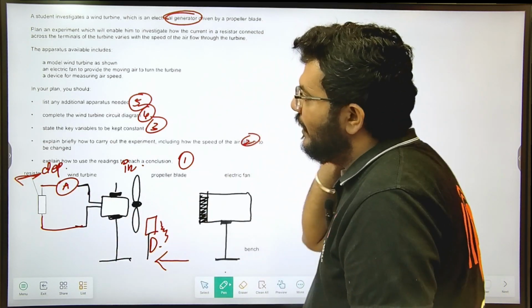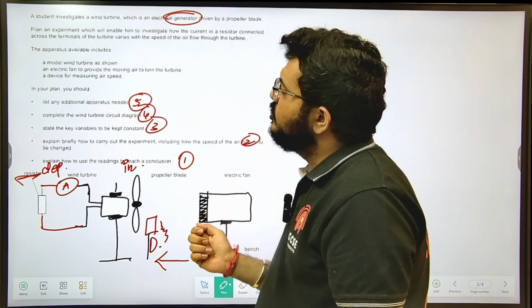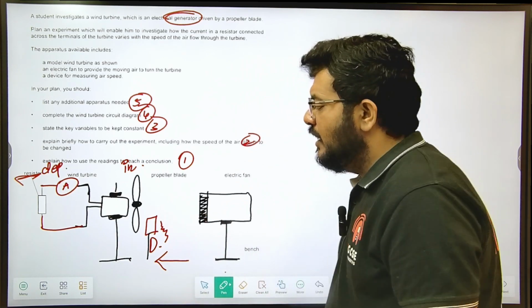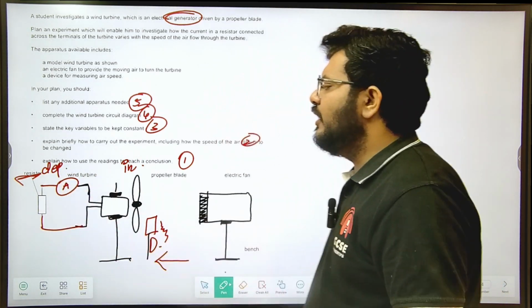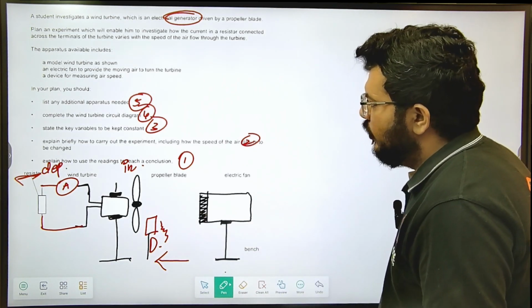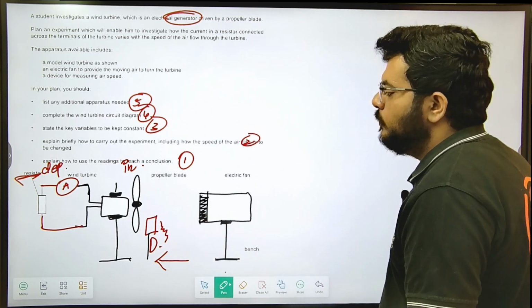Is ammeter provided? No, it's not provided. So I'll need an ammeter. I'll need connecting wires. It's always safe to write, I'll need connecting wires to connect all of this, right? What else do I need? I don't know, but let's plan the experiment. What I'll do, I'll measure.